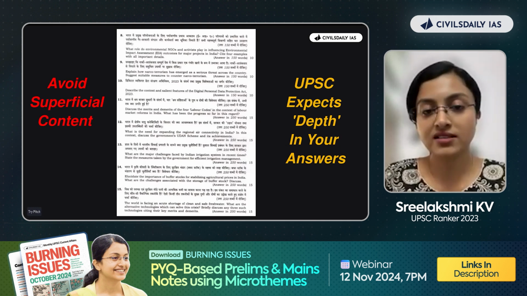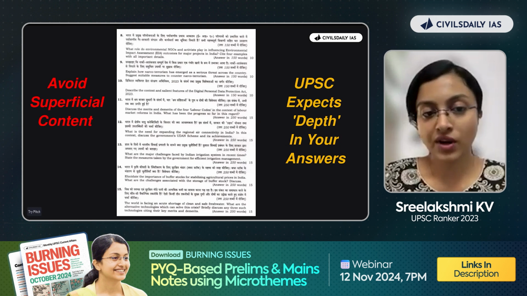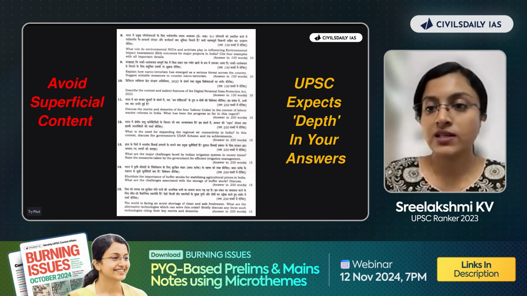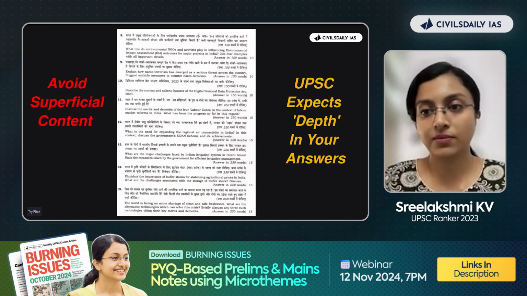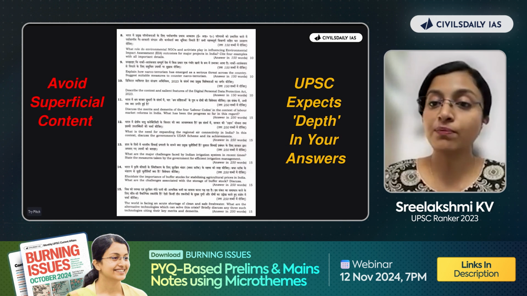Here again, this is the 2024 mains paper. Here in the 11th question, you can see: discuss the merits and demerits of the 4 labor codes. So labor code was a current affair. But UPSC has asked merits and demerits. That is basically the analysis of the labor codes, right? It has gone a step ahead. What has been the progress so far?